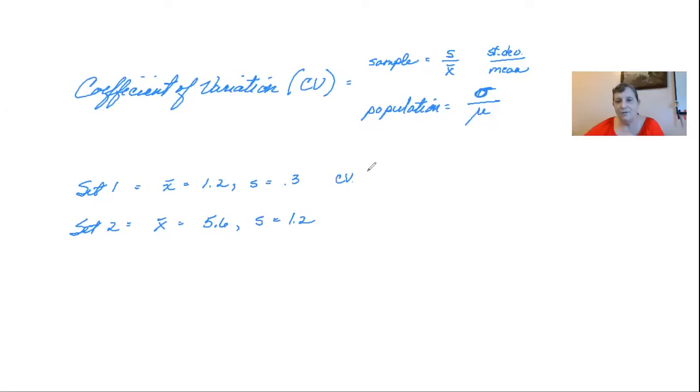CV for this one. Now they put the coefficient of variation in as a percentage. So you take this ratio and you multiply it by 100 to change it to a percent. So here we're going to have 0.3 over 1.2 is 0.25, so 25%.